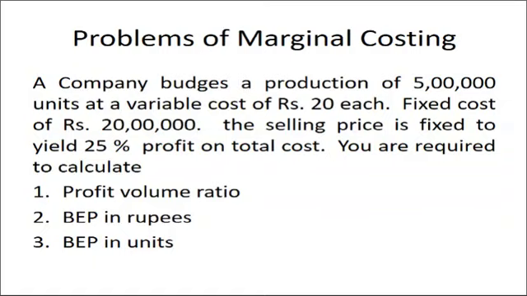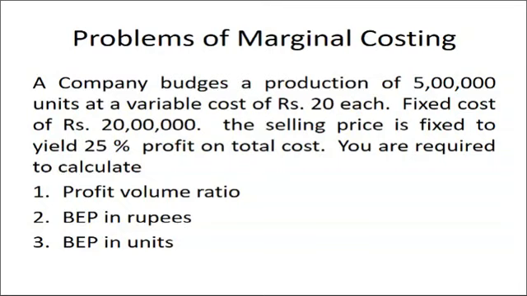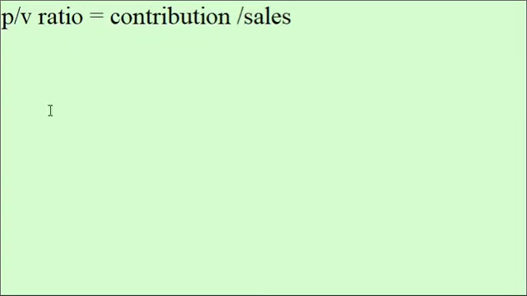So come back to the problem. We solve this problem. First we are asked to calculate PV ratio. PV ratio formula is contribution divided by sales. But here in this problem, contribution we cannot find out because sales is not there, only fixed cost they have given. So first we have to find out what the sales is.